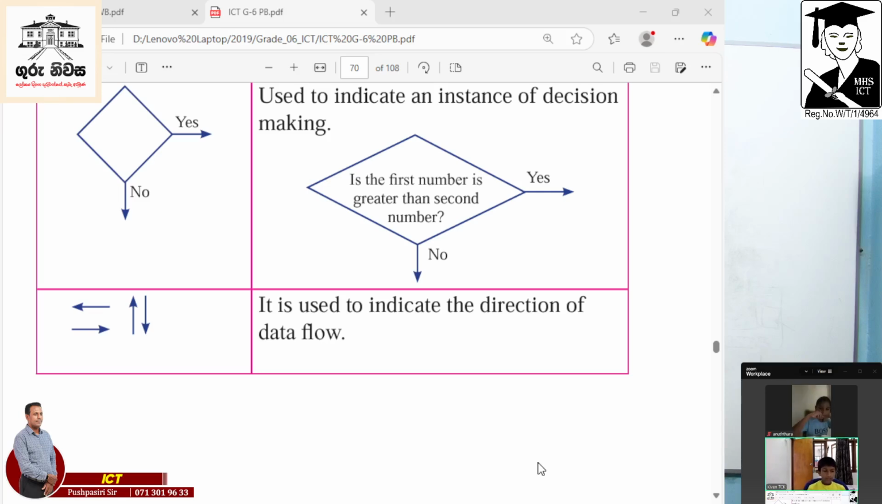We did about algorithms, symbols in the flowchart.